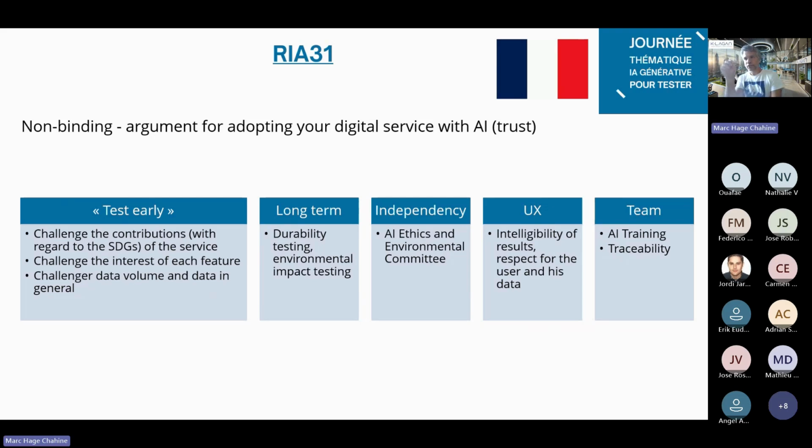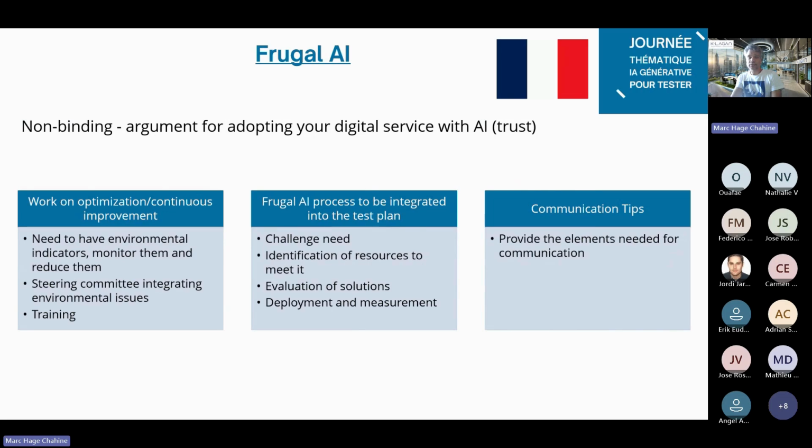For environmental impact, it's for me a new family of quality that could be integrated in the ISO 25010 in a couple of years. For Frugal AI, it's shift left. It's working on optimization and continuous improvement. It's doing some training. It's important to have people trained to use, to develop, and to test AI. It's totally new. It's not the kind of digital services we are used to using, testing, and developing. We need to be trained on it.